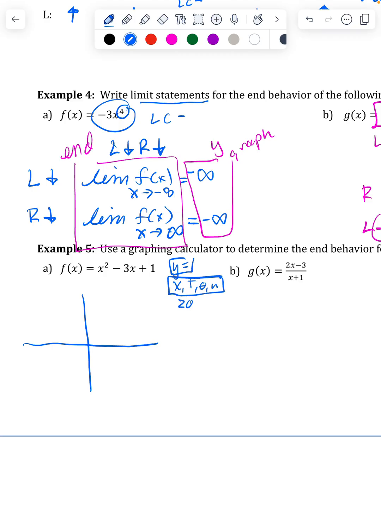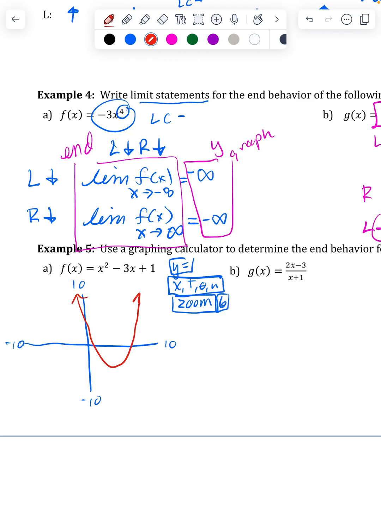window. Sorry, I'm out in the hall, it's pretty loud. Go to zoom and then hit 6. Zoom is a button right under your screen, and then the number 6. That'll just give you normal graph paper from -10 to 10 in every direction. Try to do this graph and then look back on here and see if we get the same thing.